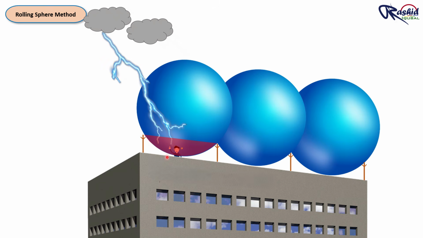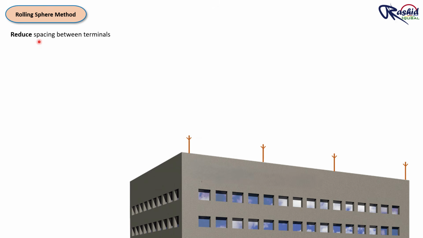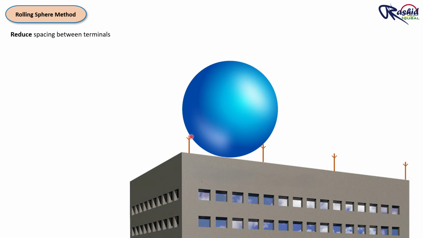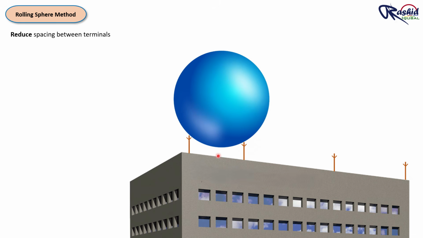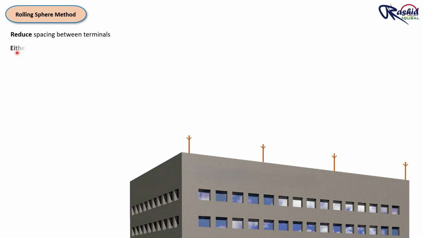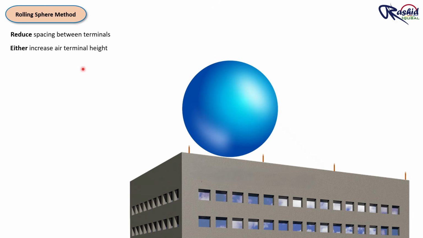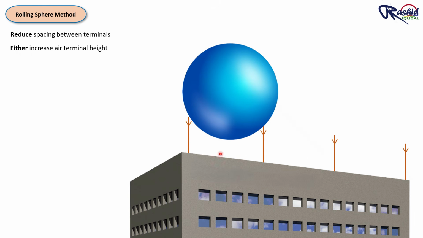Now when it comes to improving lightning protection, we have two main options. Option 1. Reduce the spacing between rods. If the rods are closer together, the imaginary rolling sphere cannot dip as much in between them, which means the roof gets better coverage. Option 2. Increase the rod height. If you can buy a taller rod, that's great. It will give you more protection.